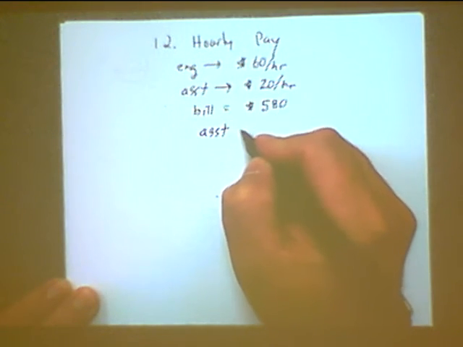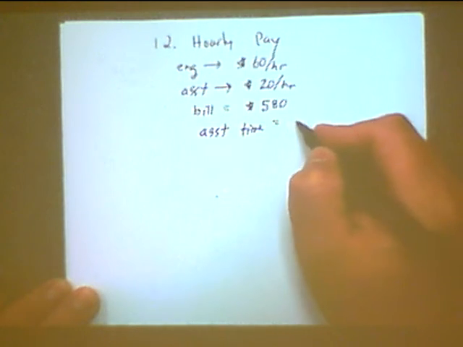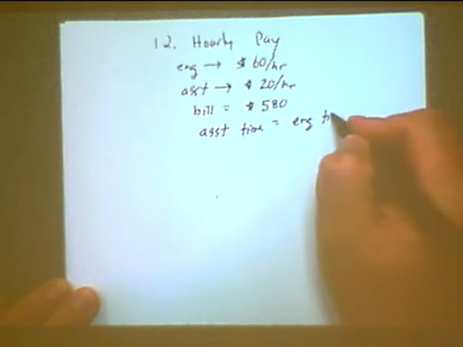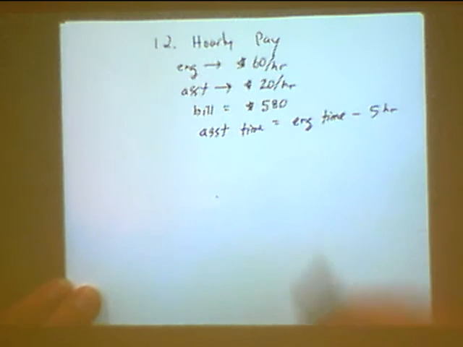So it says the assistant's time, 5 hours less means I write the engineer's time minus 5 hours. And now it asks me how much time did each bill on the job. In other words, how much time did the engineer work and how much time did the assistant work.